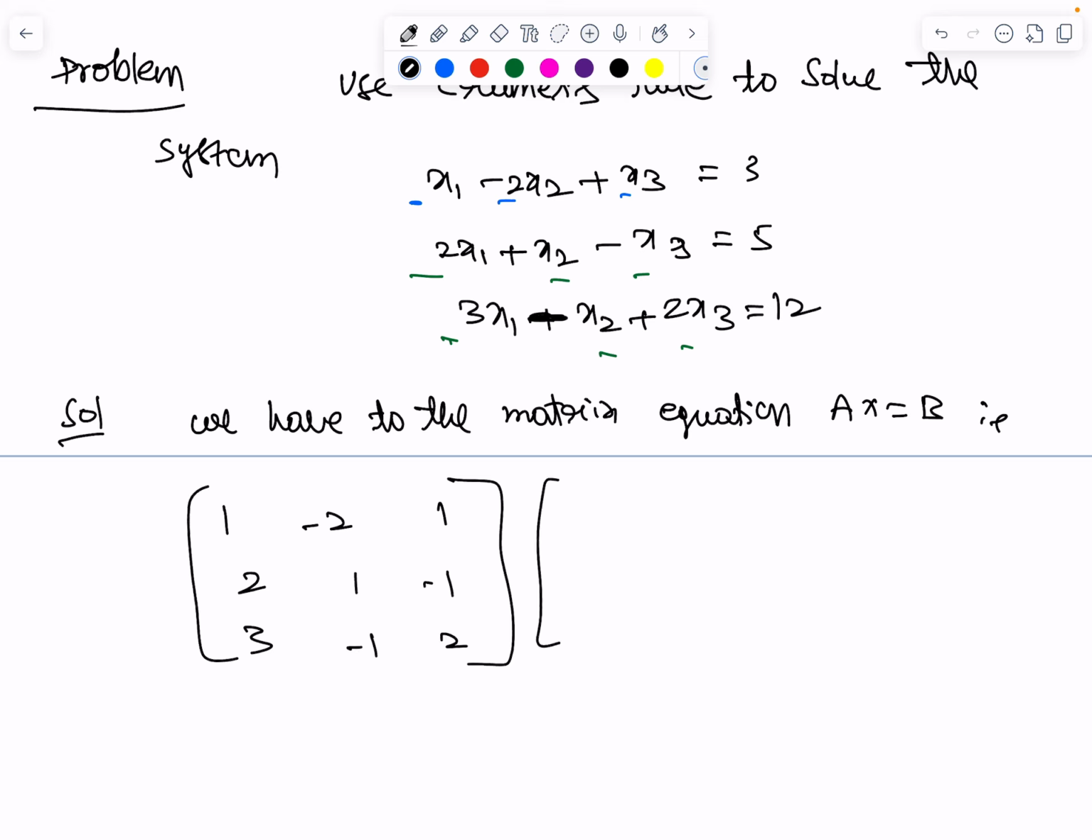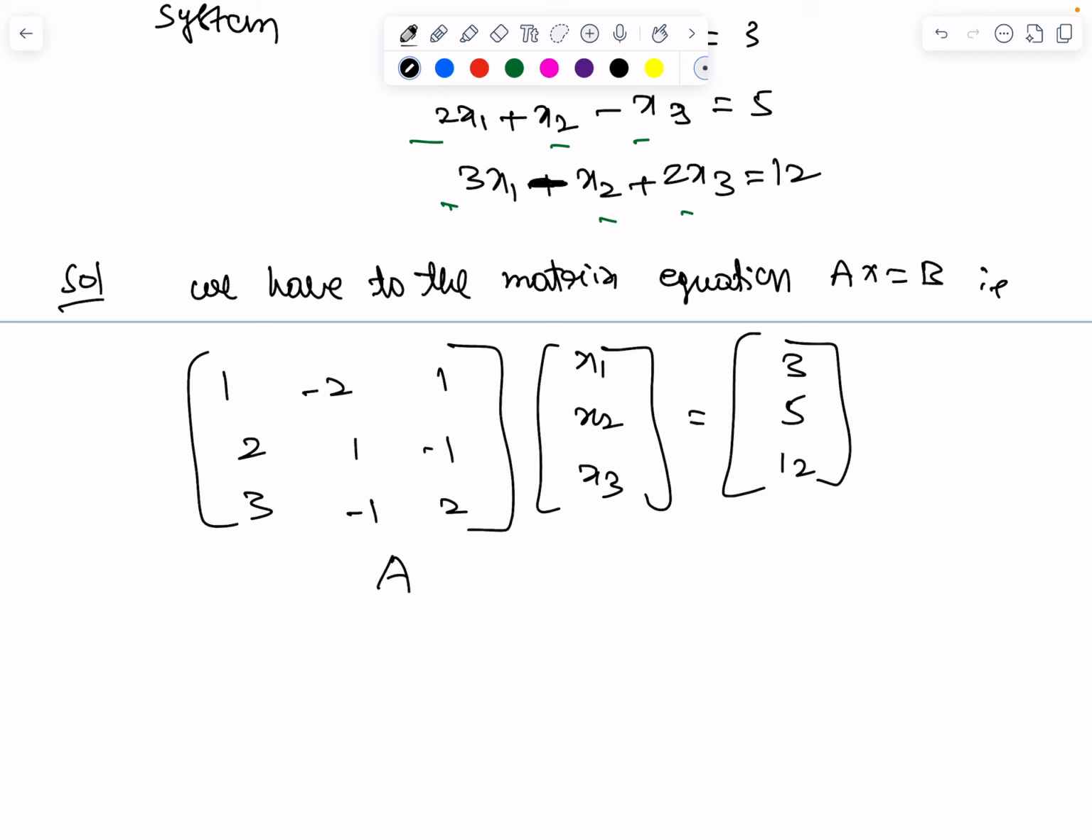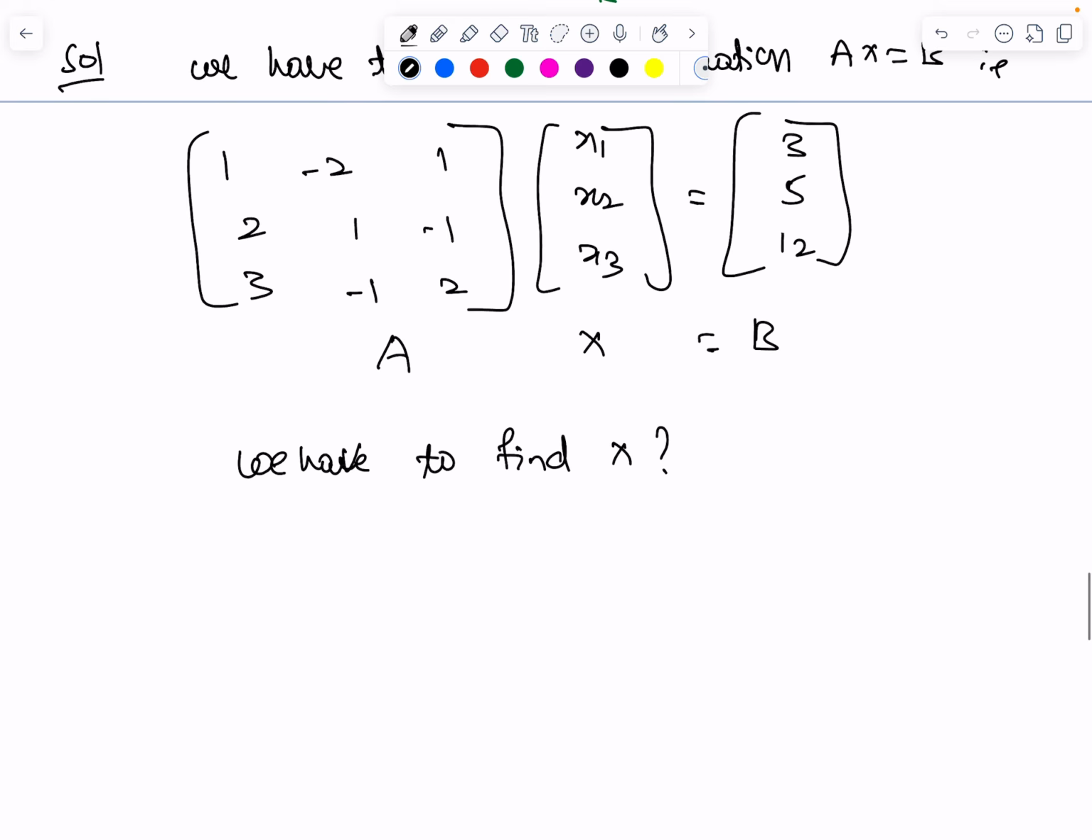What are the unknowns here? It is x1, x2, x3. These are the unknowns. On the other hand, you have the constant matrix on the right hand side, which is 3, 5, 12. It is a column matrix. Now we have to find x, capital X. So how do you find it? We have to use Cramer's rule, where x1 is equal to del x1 divided by delta, the determinant of A.